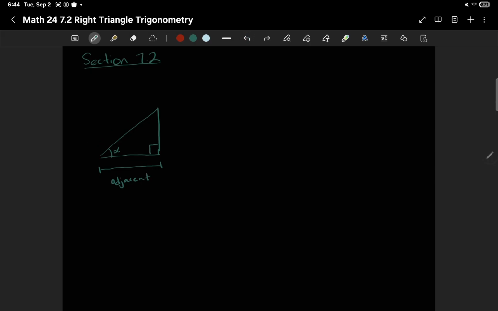So if we look to this side, the opposite of the 90 degree, that has a special name. That is called the hypotenuse. And likewise, the side opposite from the angle is called the opposite side.